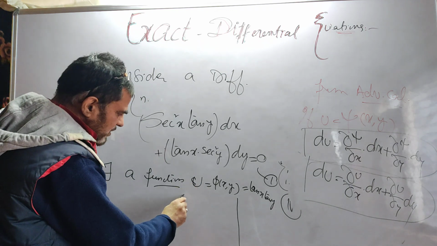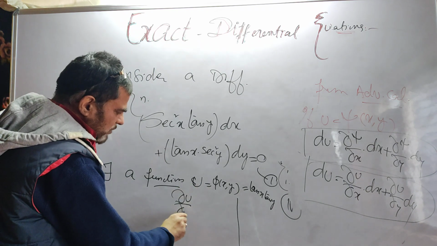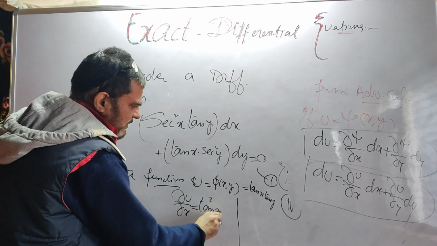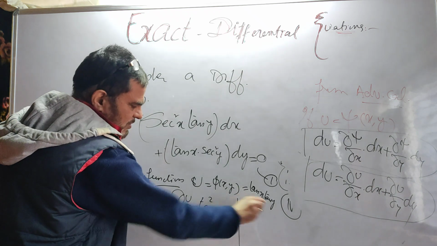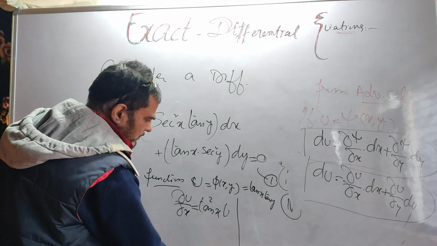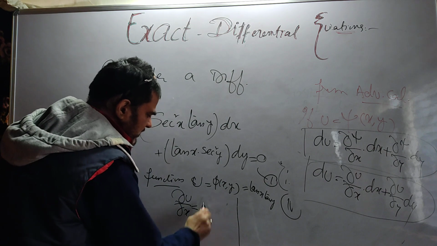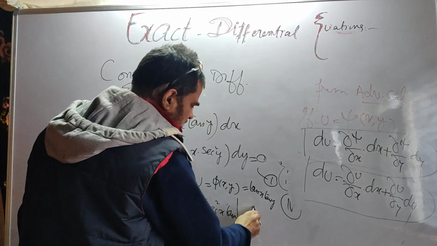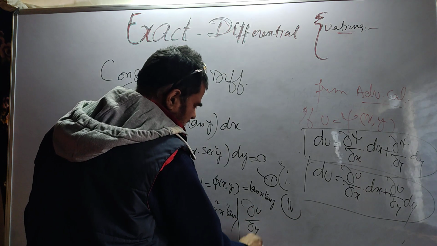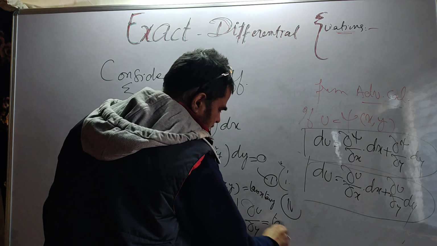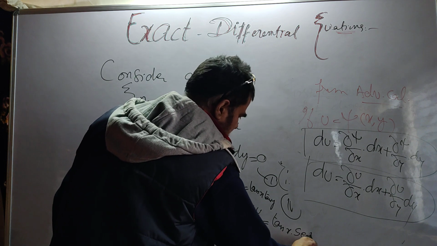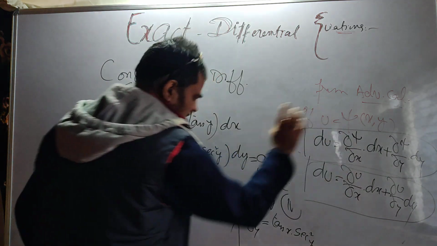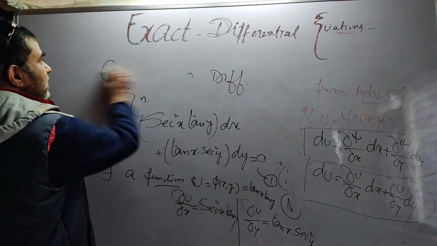I will find here the partial derivative of u with respect to x. In this case, it will be tan y is constant, and the derivative of tan x is sec square x, so it is sec square x tan y. Then the partial derivative of u with respect to y is tan x into sec square y. Applying this formula, you see what happens.